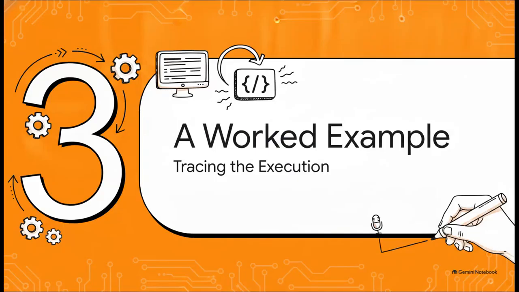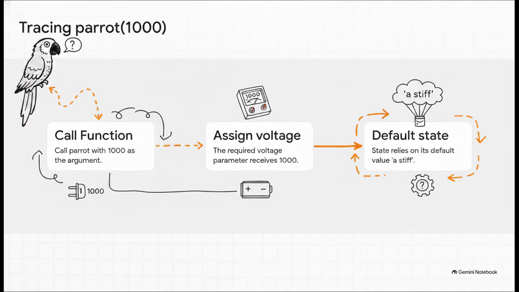All right, on to Section 3, a worked example. Let's see how all this builds when we actually call the function we just investigated. Let's trace the execution. If we write the call parrot 1000, we're passing in a single positional argument. The first piece of evidence we provide, the number 1000, goes directly into that required voltage parameter, because remember, they're evaluated in order. And what about state? Well, because we didn't provide a second value in our function call, state just leans back and relies on its default value, the string a stiff. The function doesn't crash, it just uses its built-in backup plan.